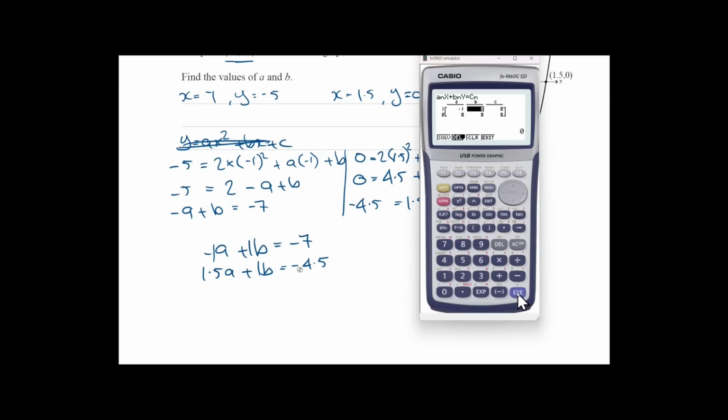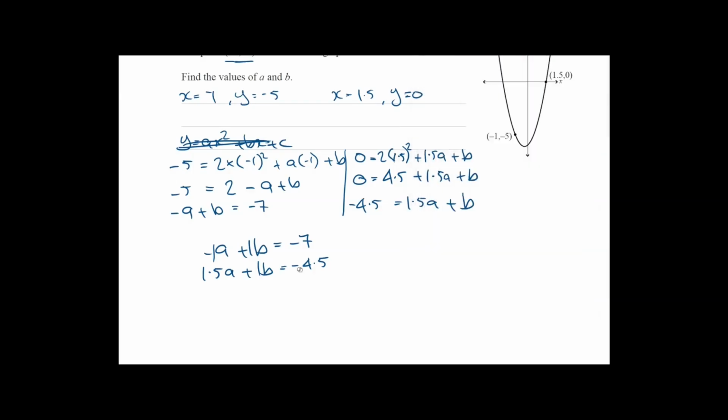-1, 1, -7, 1.5, 1, -4.5. And we put that in and we get the answer. So a is going to be 1, b is going to be -6. B is going to be equal to -6. And there's our answer.